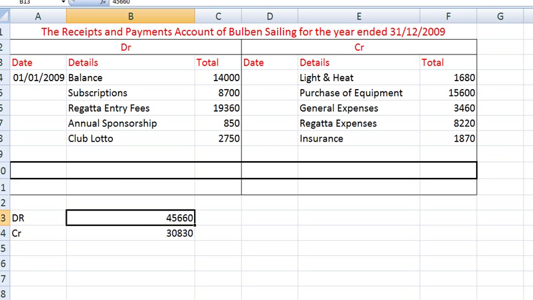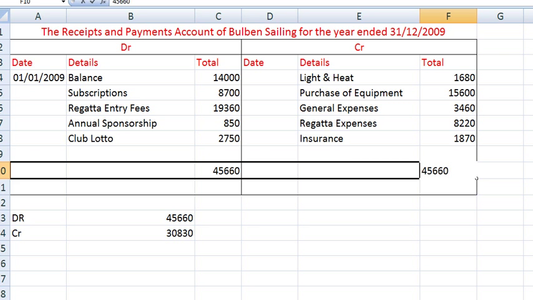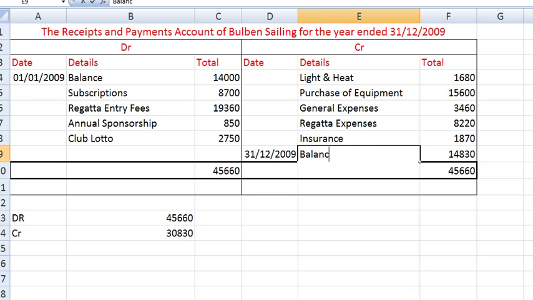Which means what I want you to do then is skip a line under the last figure and draw your double line all the way across the accounts. And the debit side total is going to go in between that line on both sides as we balance the accounts. Now this here adds up to 45,660. This here does not, which means there is a figure missing from this box here, and it is the balancing figure. The difference between 45,660 and 30,830, which is 14,830, is the end of year balance, how much cash they have left over at the end of the year. So at the 31st of the 12th, 2009, the balance CD, carried down, is 14,830.